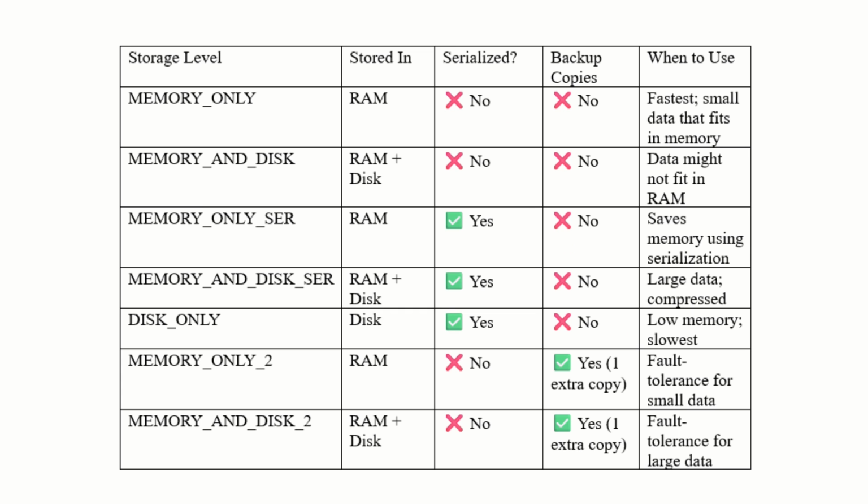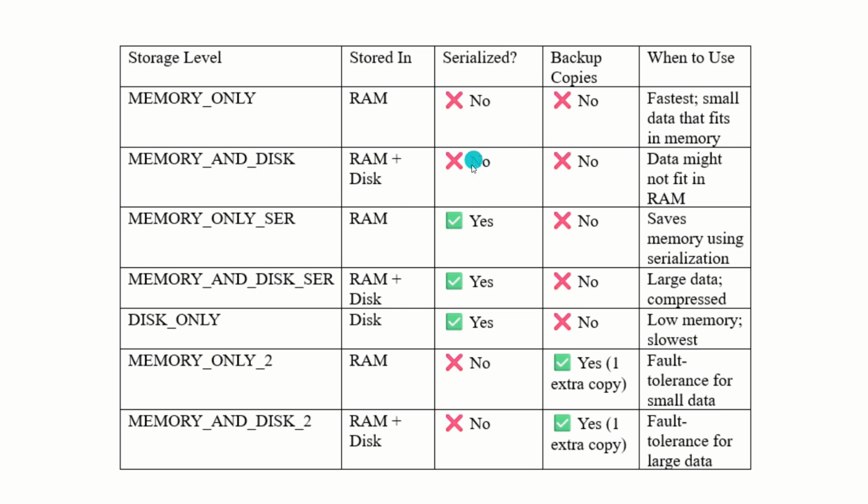Although I took the example of Java, here I'm just talking about a simple object. Converting an object into a byte stream is called serialization. Converting the byte stream back to an object is deserialization. Actually, we use it in Java also, that's why I took the example of Java. Backup copies, no, there's no backup available. When to use: fastest, small data that fits into memory.